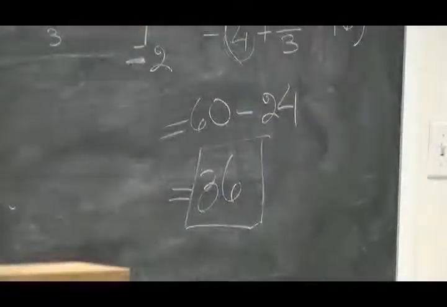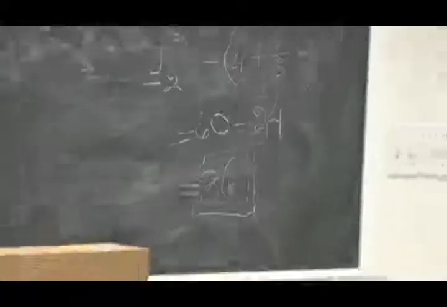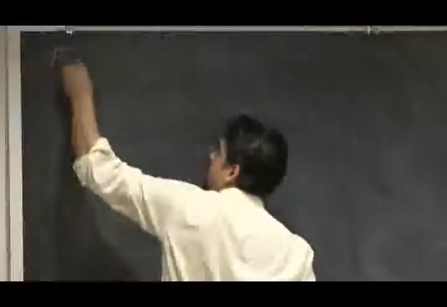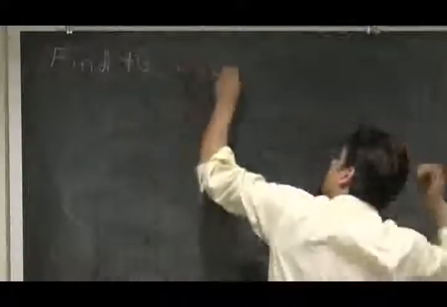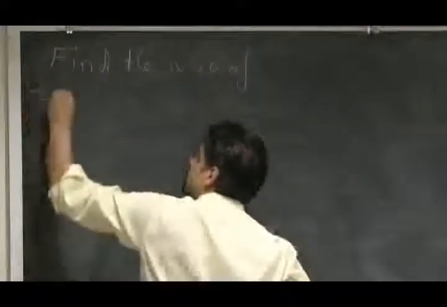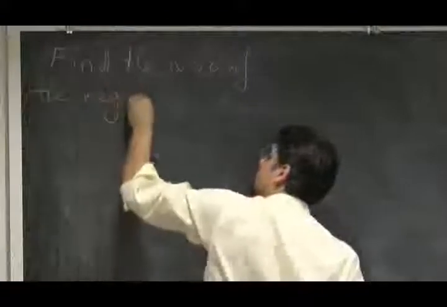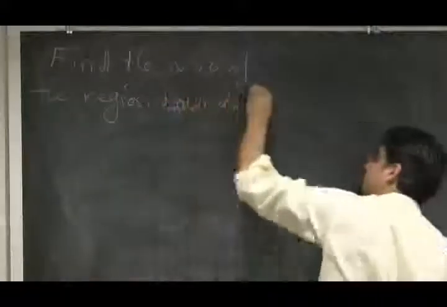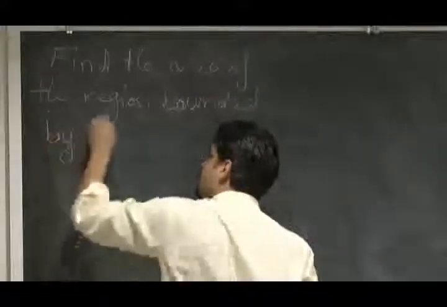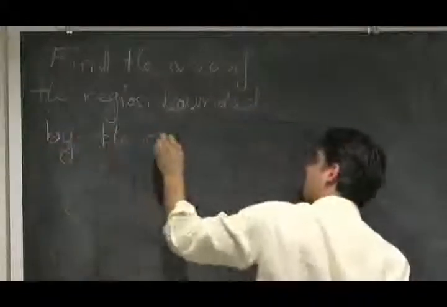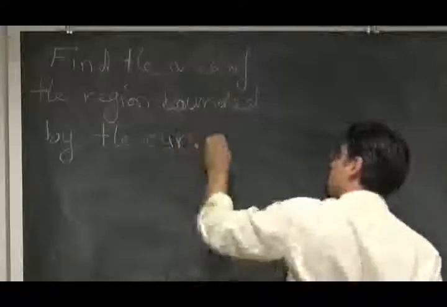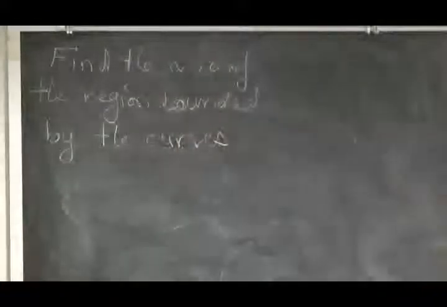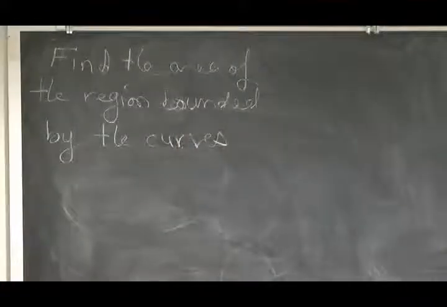Let's look at some other possibilities. Here's another one. Find the area of the region bounded by the curves. So here are the curves: sine x and cosine x.